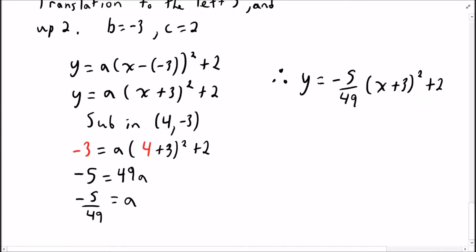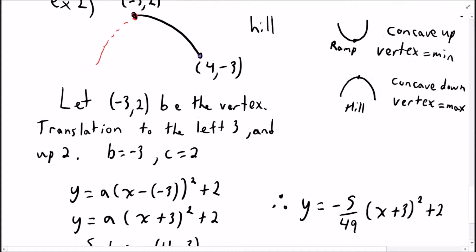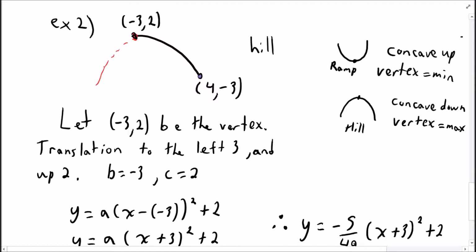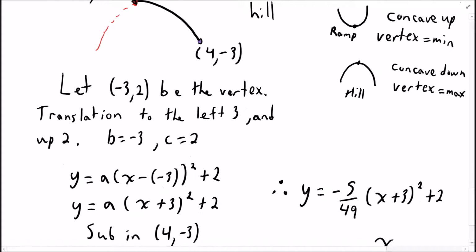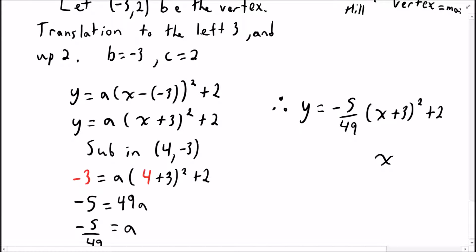And this time our domain goes between, we can go back up and check. Let's take a look here. It goes between -3 to +4 for the x values. So that's what we're going to put as our domain. So x is greater than or equal to -3 and less than or equal to 4.